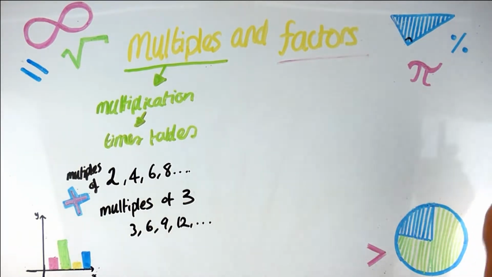Factors is harder to remember. You can remember it by thinking, I know what multiples is, and it's the opposite. So multiples and factors are opposite, that's quite important to know.